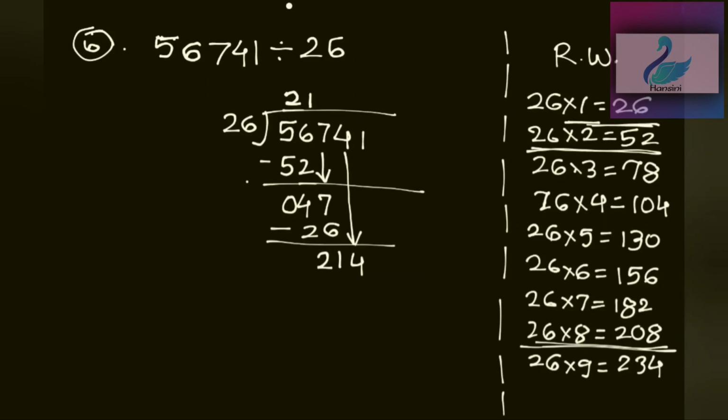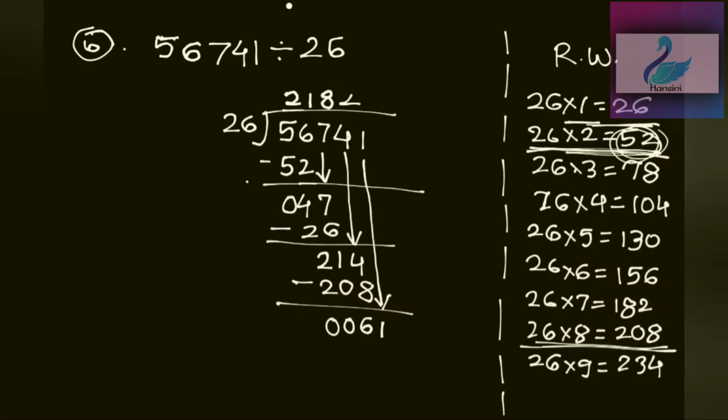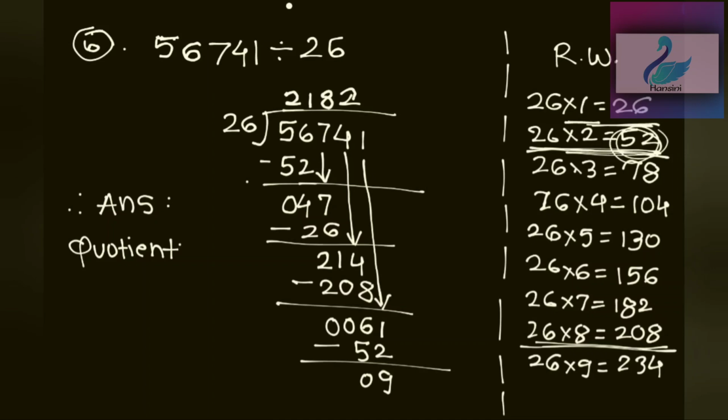234 is greater than 214. So we will take 26 eights is 208. In the quotient's place write 8. So I get the answer as 6. Now I will take that 1 down. So I get the value as 61. Search for 61. So 52 is less than 61. So in the quotient's place write 2 and subtract 61 by 52. I get the answer as 9.